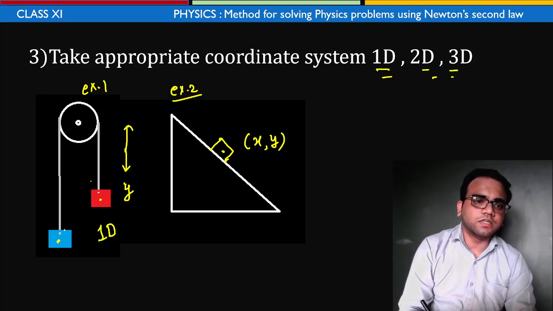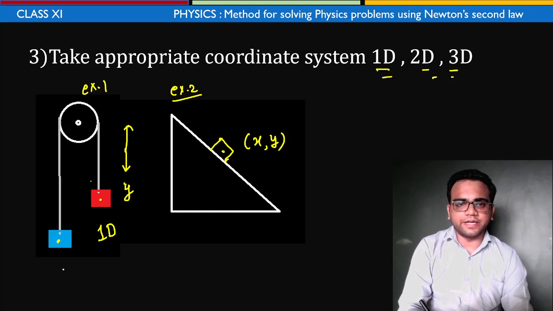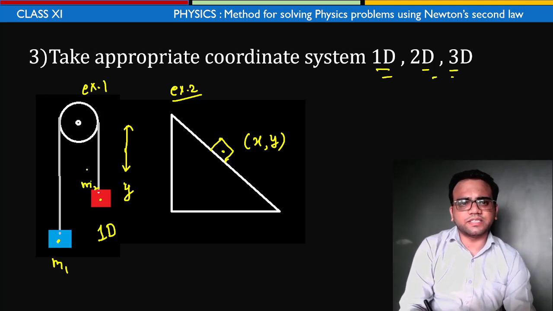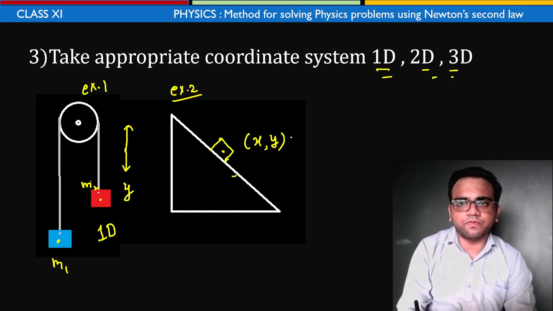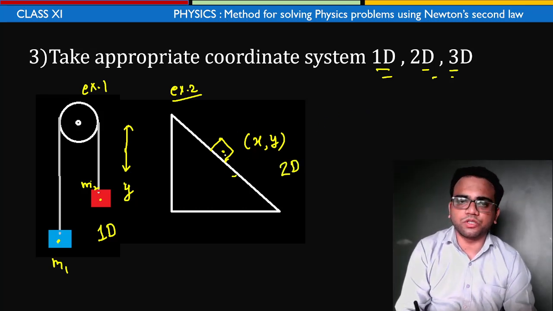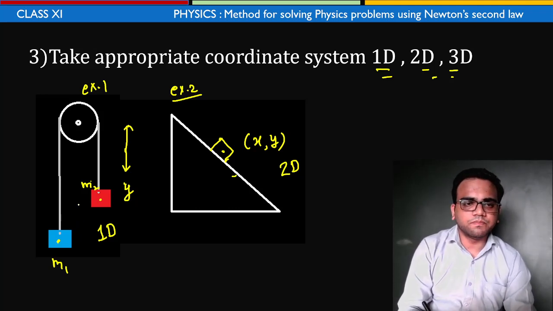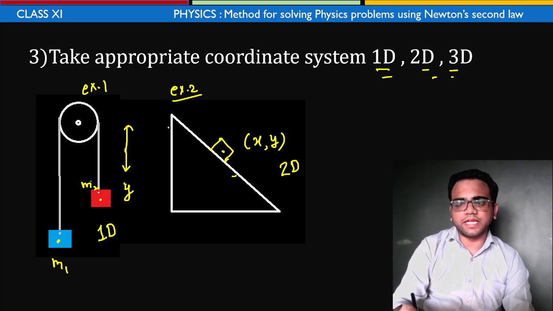Because the blocks can move in either the upward or downward direction. This is our m1 and this is our m2. We are only interested in the first diagram because this is our problem. This is just the example of 2D. There may be a 3D example also, but we are highly interested in our problem. So this was the third step.